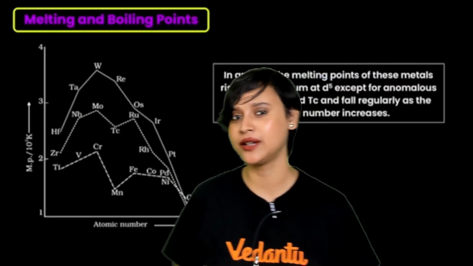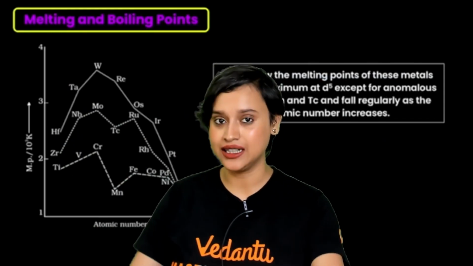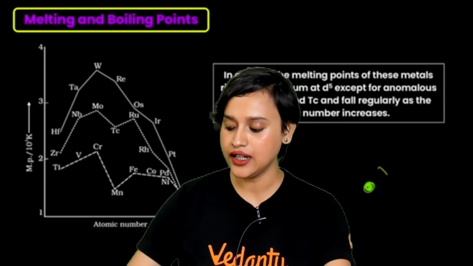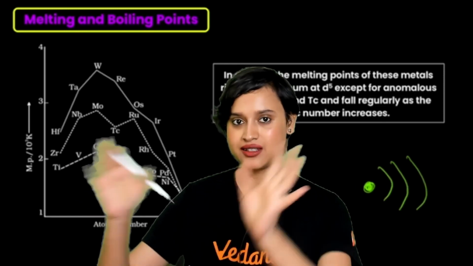Let me tell you another mind-blowing fact. Basically, when you draw an atom, what do you have? You have the nucleus here, right? And then you have electrons here like this. Electrons are here rotating or just existing, right?